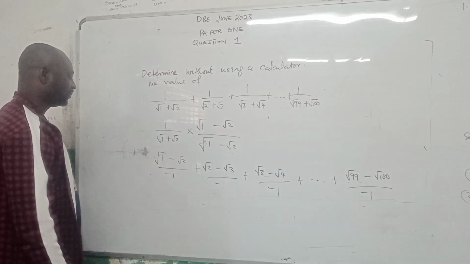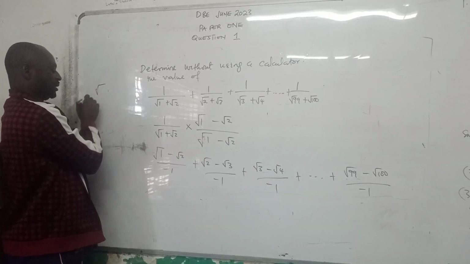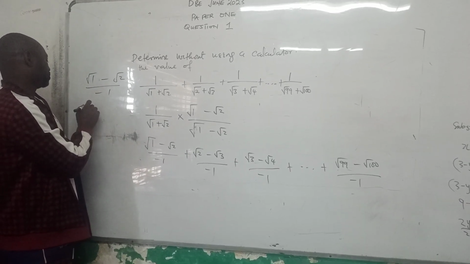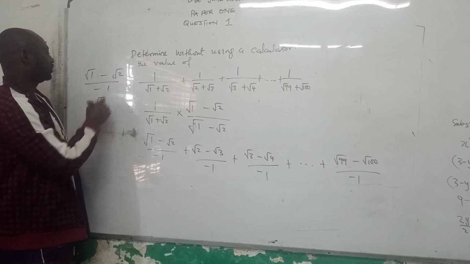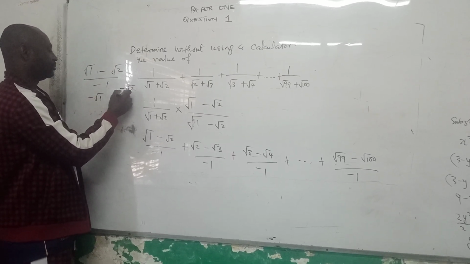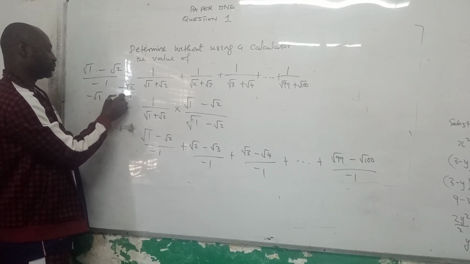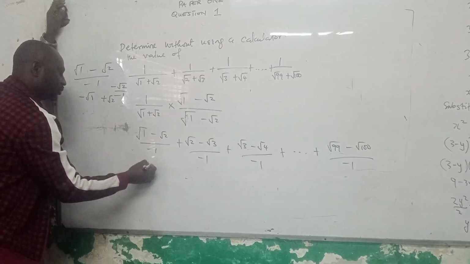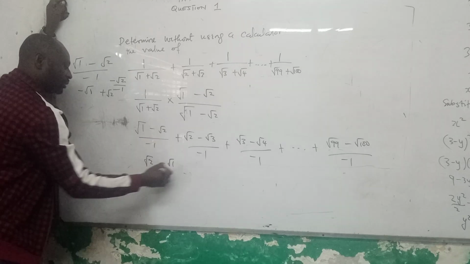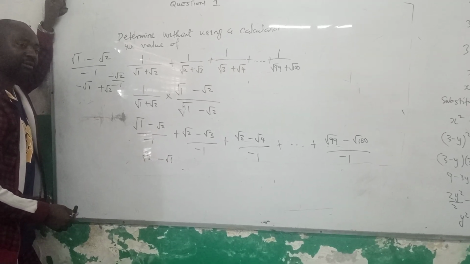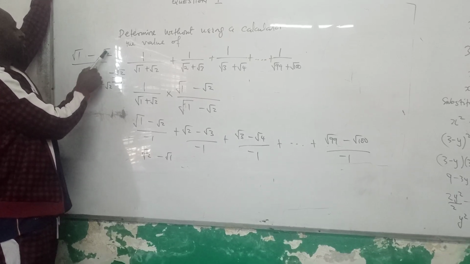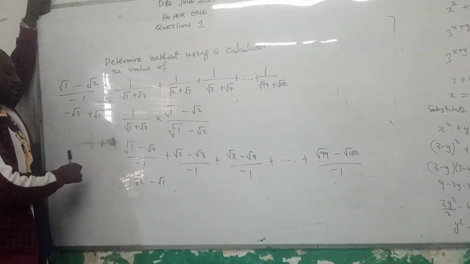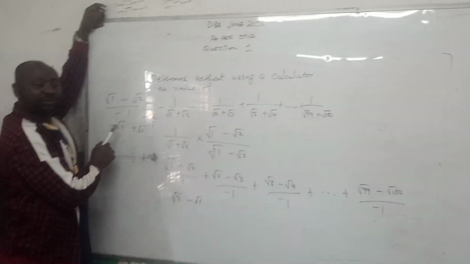Now, when I do this, square root of 1 minus root 2 over minus 1. When I divide this by this, it will give me minus square root of 1. When I divide minus root 2 by minus 1, it will give me plus root 2. So now let me start it this way. Is that okay? It's root 1 minus root 2 over minus 1. If you split the numerator, the negative will affect this to become minus root 1. The negative will affect this to become positive root 2.